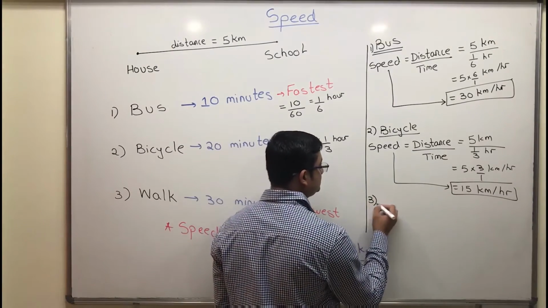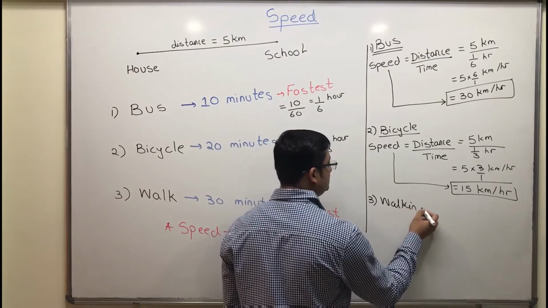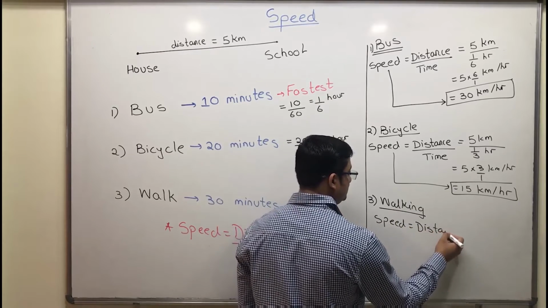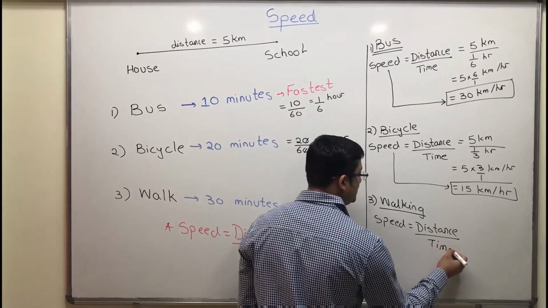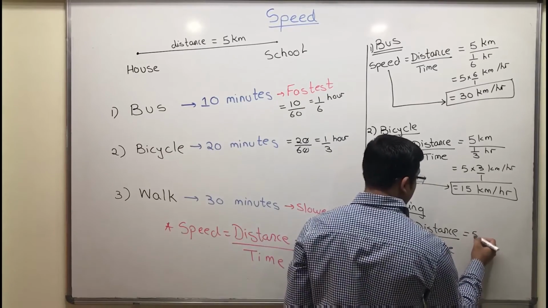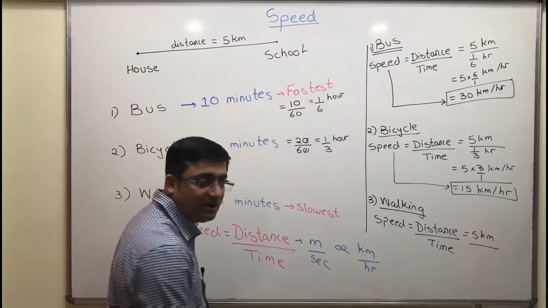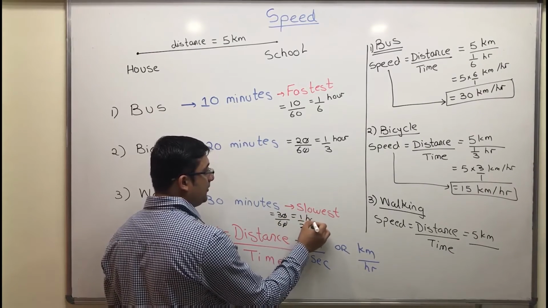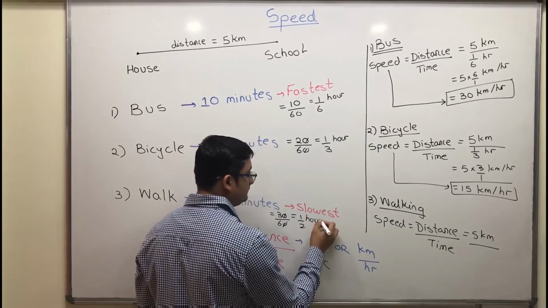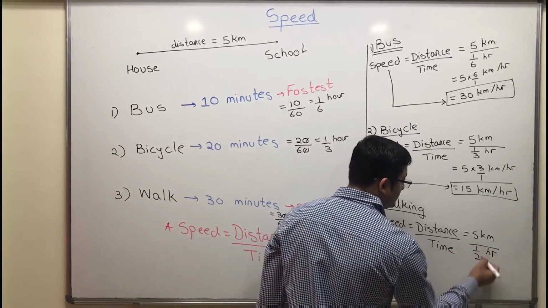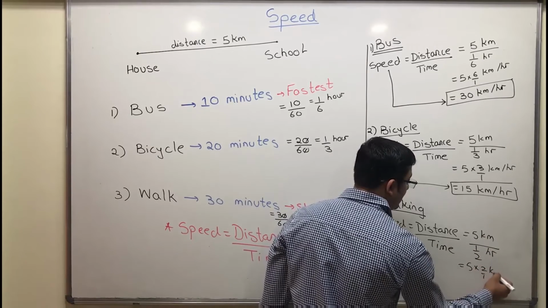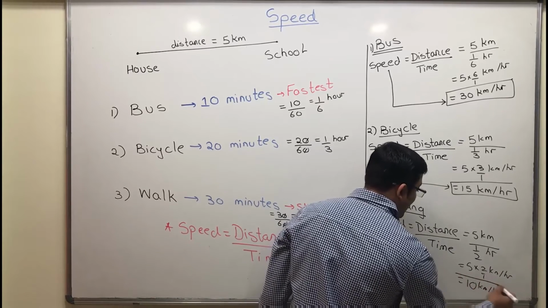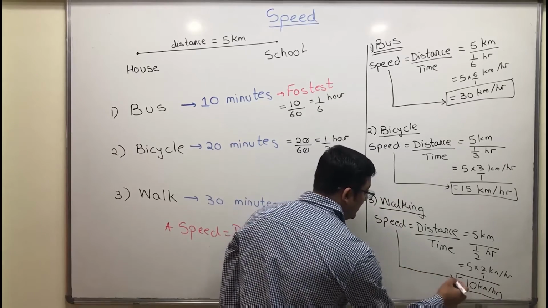Finally, walking. Again, first the formula. Next step, write down the values. So what is the distance? It is 5 kilometers divided by the time. So time is 30 minutes. Convert this to hours. Minutes to hours, divide by 60. So this is half an hour. So write down over here, half an hour. So 5 divided by half is 5 into 2/1 kilometers per hour. That is 5 into 2 is 10. So 10 kilometers per hour. That means if we are walking, then our speed comes out to be 10 kilometers per hour.